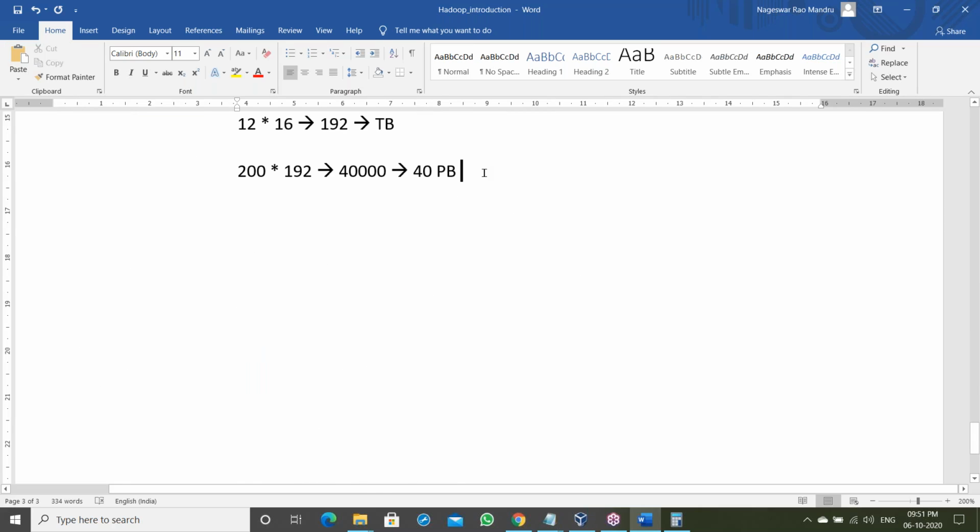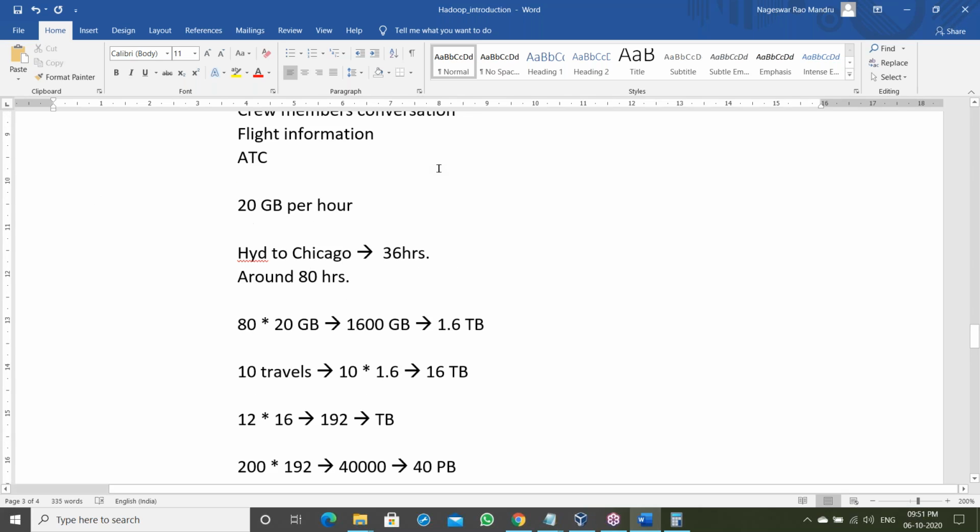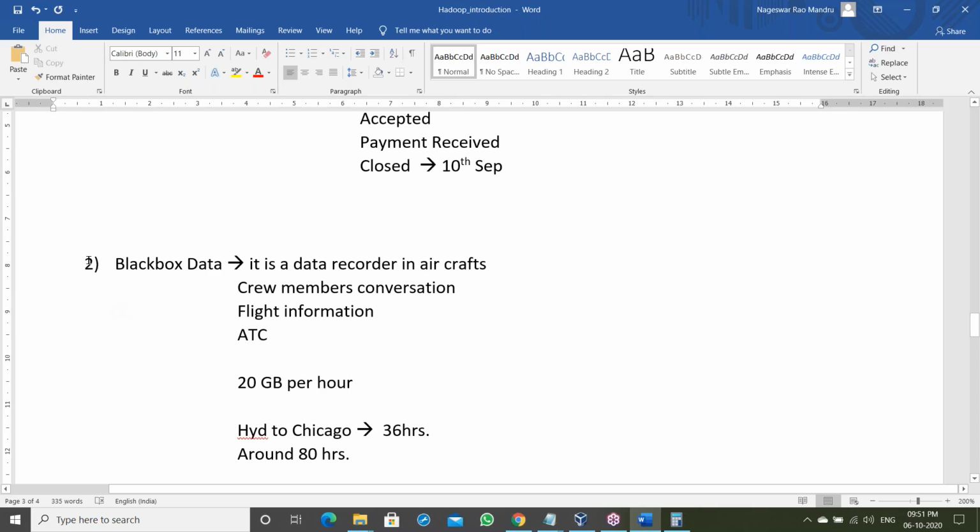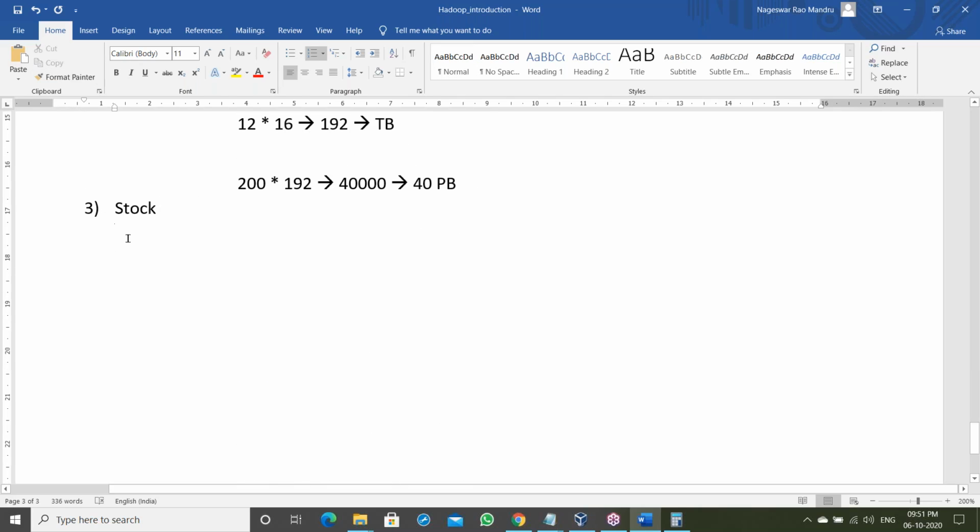Let us see one more example here: stock exchange data.